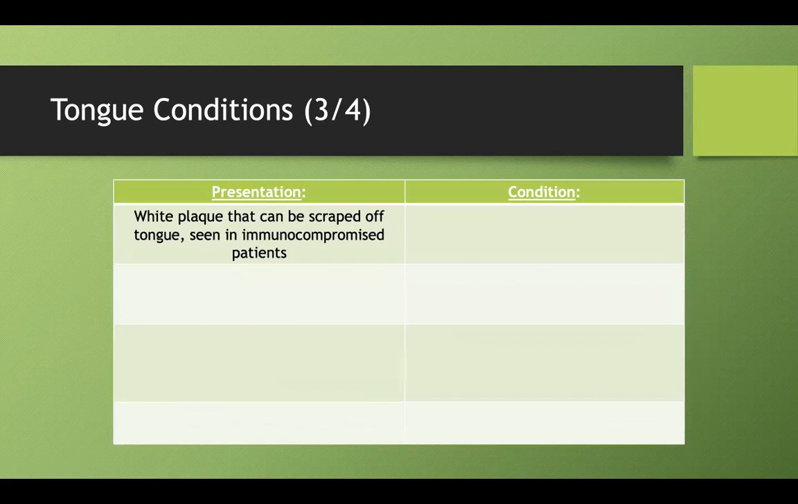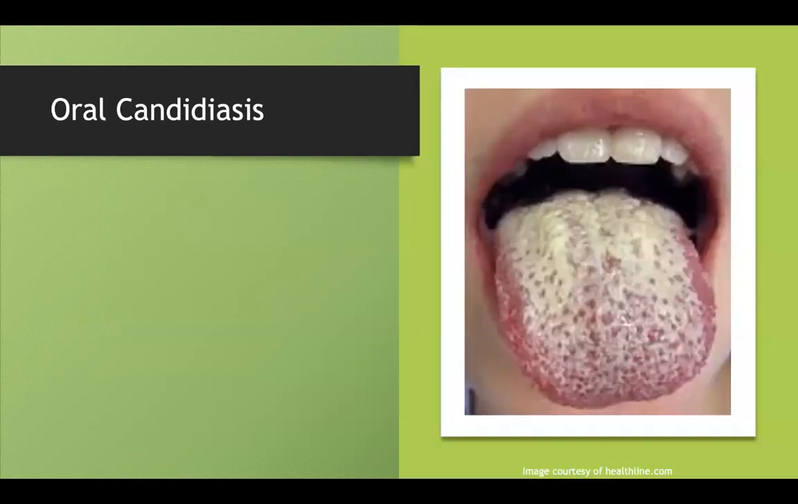Okay, so let's talk a little bit about plaques now. What's a white plaque on your tongue that can be scraped off? You see it a lot in people with HIV or other immunocompromising conditions. That is thrush or oral candidiasis, which I've shown here. Remember, you can scrape it. They love that. And you treat it with nystatin.